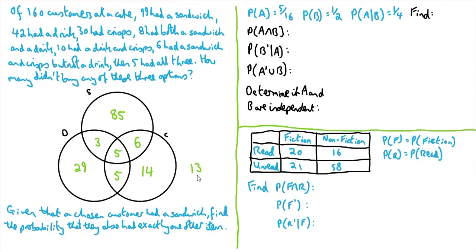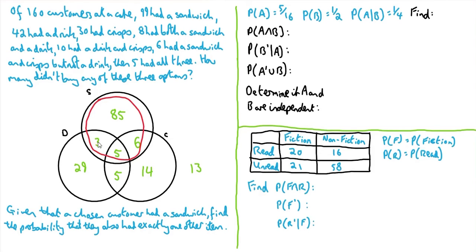So, now that we've answered this first part, we can move on to the second, which is that given that a chosen customer had a sandwich, find the probability that they also had exactly one other item. Because we're now given that they had a sandwich, we're not looking out of everyone in the cafe now. We're just looking at who is inside this circle here, any one of these 4 numbers. Out of this group, out of this 99, who had exactly one other item?